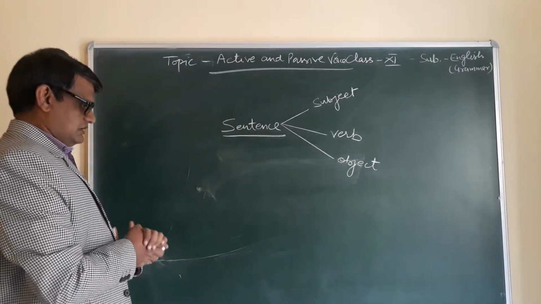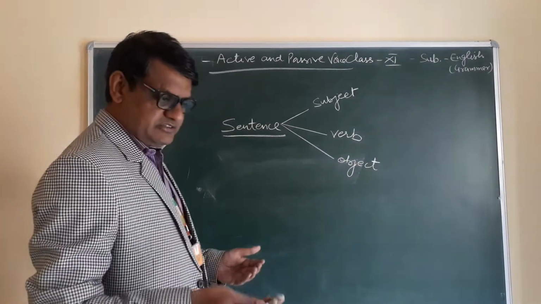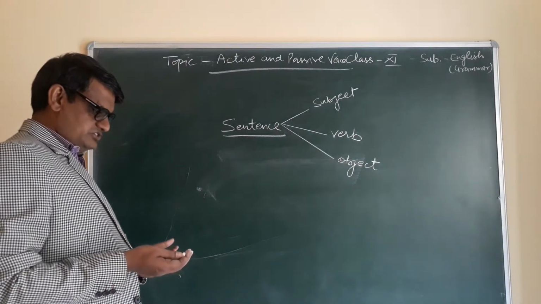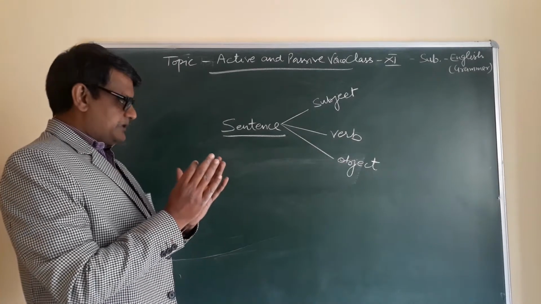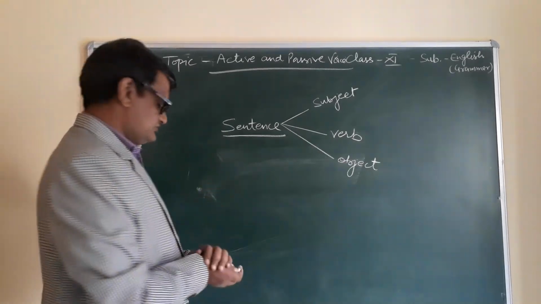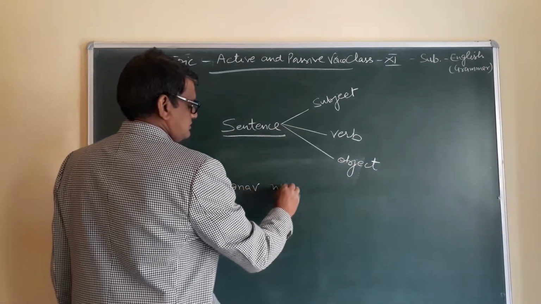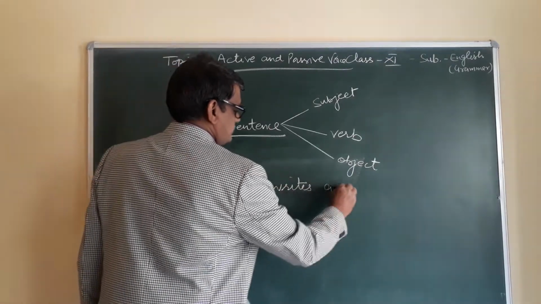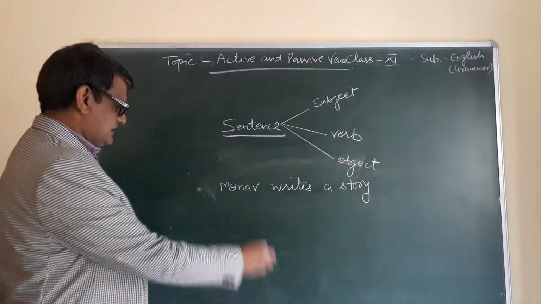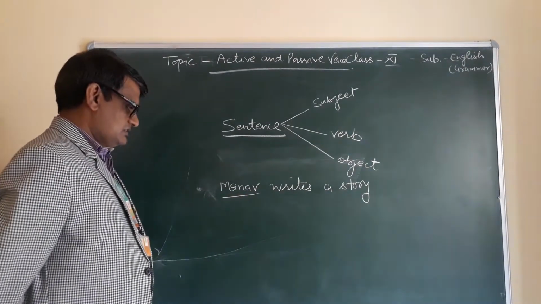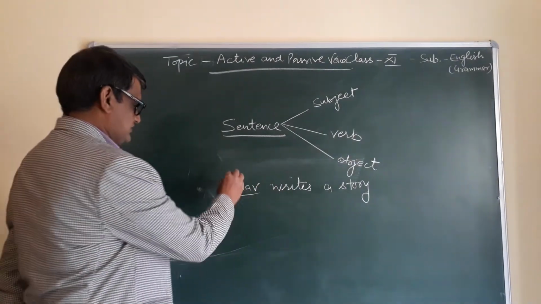Now we take an example of simple present tense. Today we will change sentences into the passive form of present indefinite, which means simple present. For example, Manav writes a story. In this sentence, Manav is the doer of an action. Who is writing? Manav is writing. So Manav is the subject.